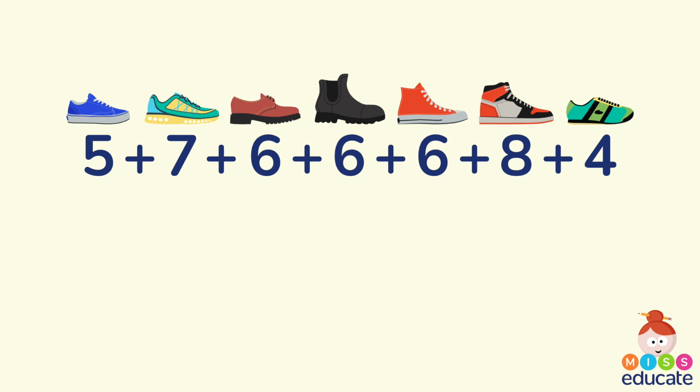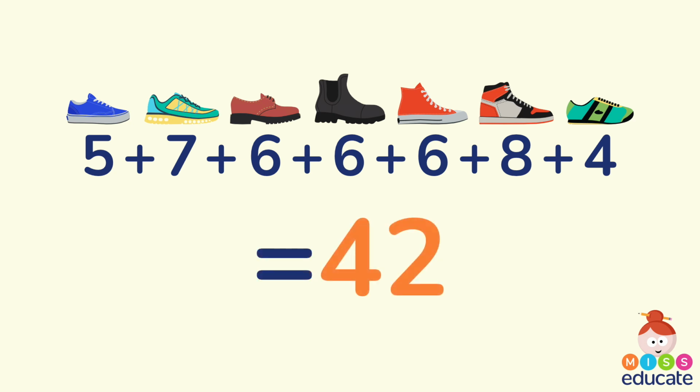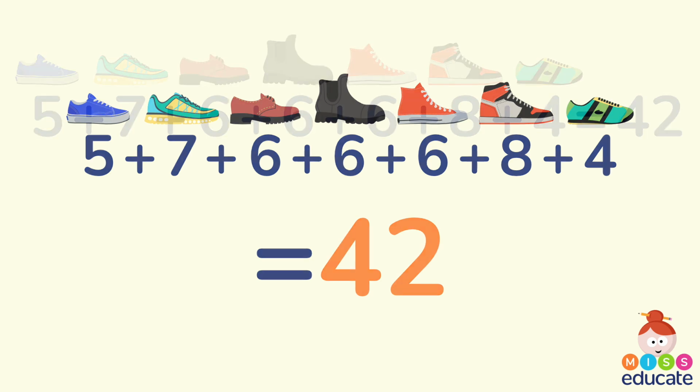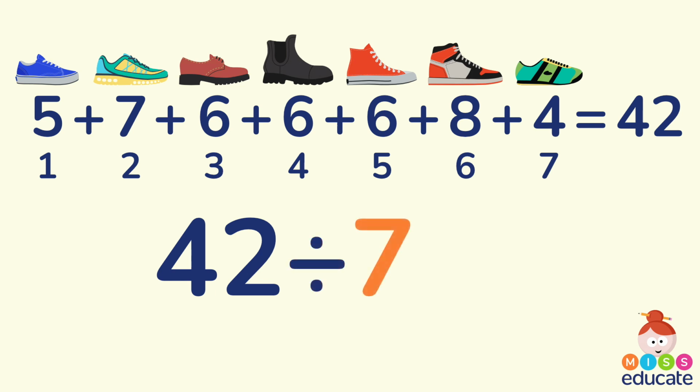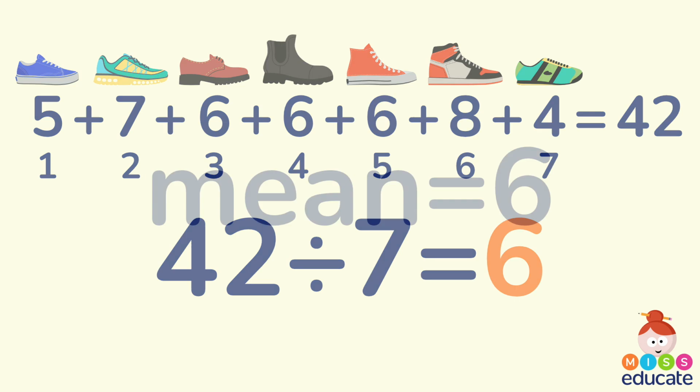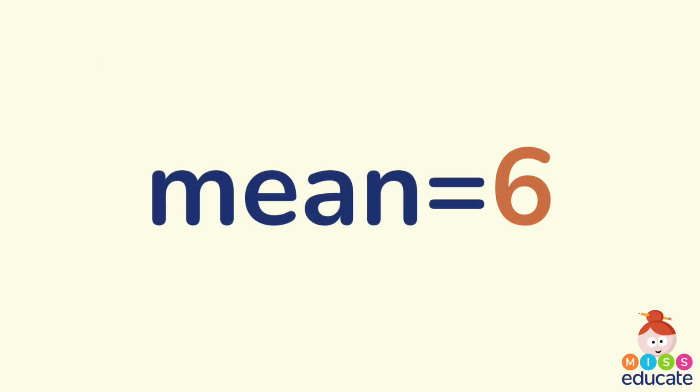So, we have to do 5 plus 7 plus 6 plus 6 plus 6 plus 8 plus 4. And that all comes to 42. Now we have to divide by how many pieces of data there are. So let's count how many there are. 1, 2, 3, 4, 5, 6, 7. So we are dividing 42 by 7. I'm always saying your times tables are so important. If you know your times tables, then you will know how many 7s there are in 42, and that will help you do this division sum. 42 divided by 7 is 6, correct. And so the mean of Hannah's data is 6.